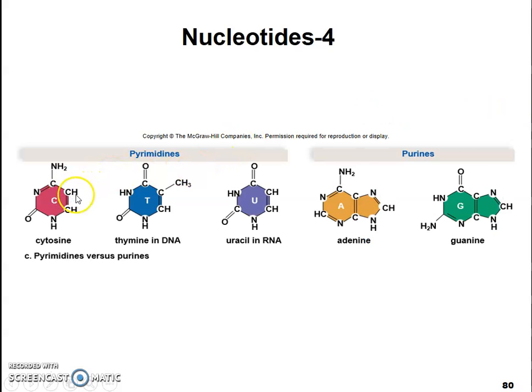Here are the nitrogen bases that can be found. They are broken down into 2 categories, pyrimidines and purines. Purines consist of adenine and guanine. Pyrimidines consist of cytosine, thymine, and uracil. Remember, thymine is only found in DNA. Uracil is only found in RNA.